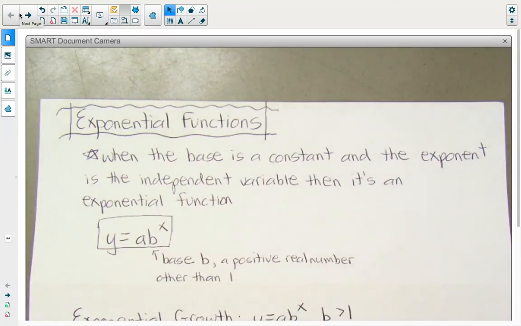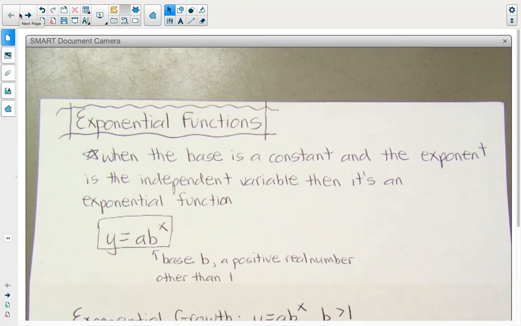Hey everybody. This week we are going to be starting a new function called exponential functions. We're moving to what the inverse of an exponential function is, and that's a logarithmic function. And we'll learn how to solve equations, graph them, talk about transformations, and all of those good things. So here we go. Exponential functions.